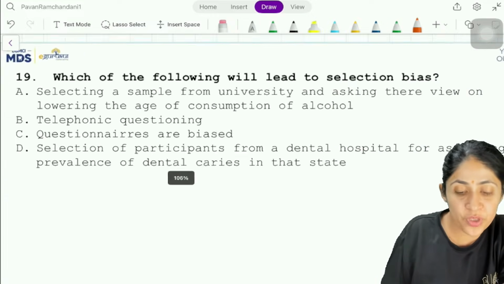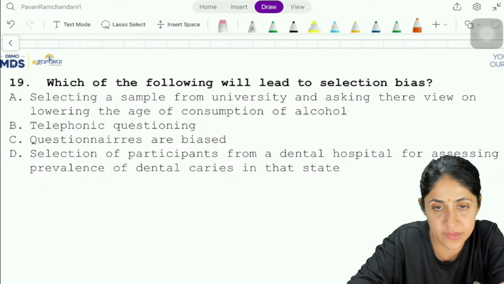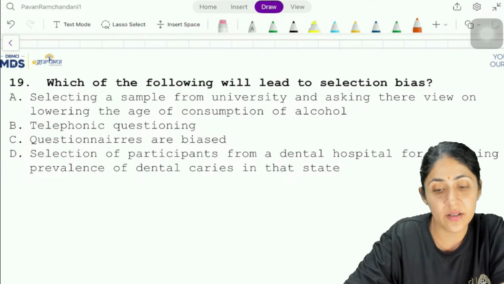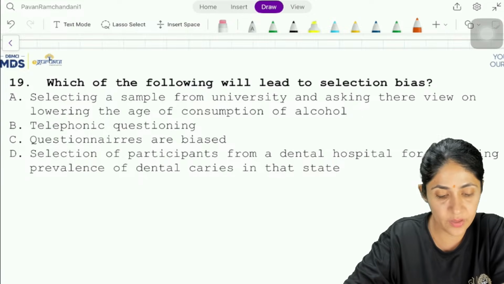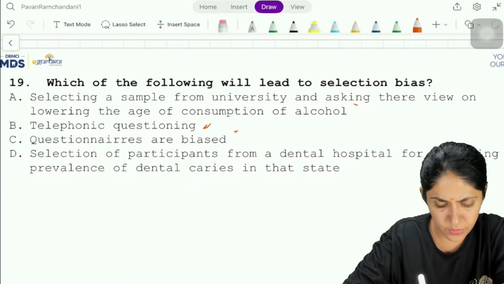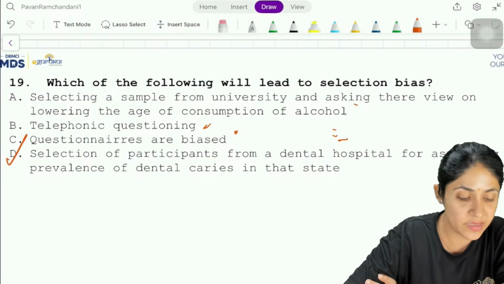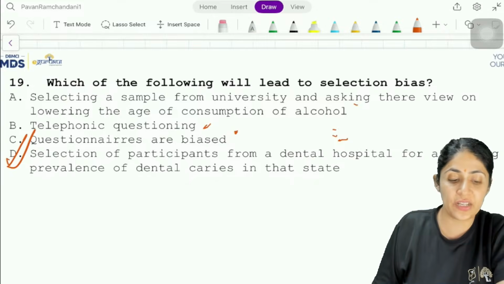Now, which of the following will lead to selection bias? In this question, you selected individuals from a university and asked them. University is fine. Telephonically asking individuals will not lead to bias. Questionnaires, no. Selection of participants from a dental hospital. Yes, selection bias. What is selection bias first of all?